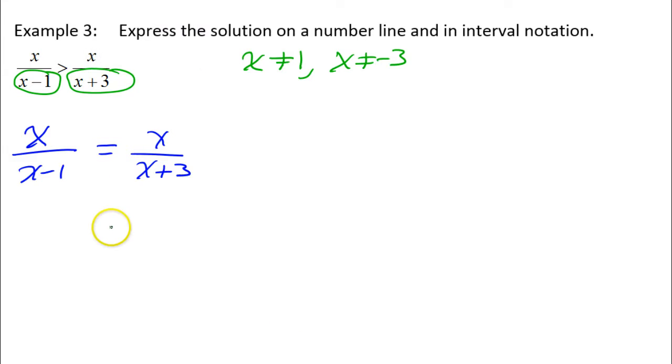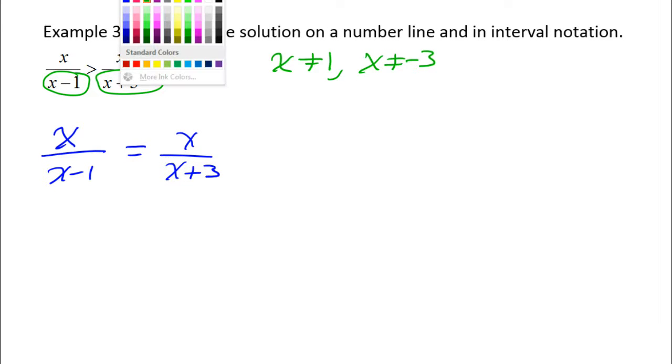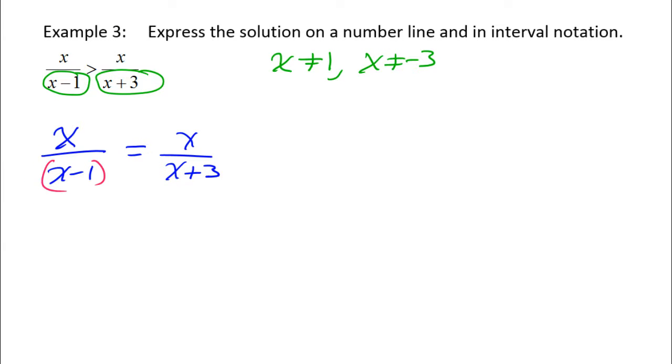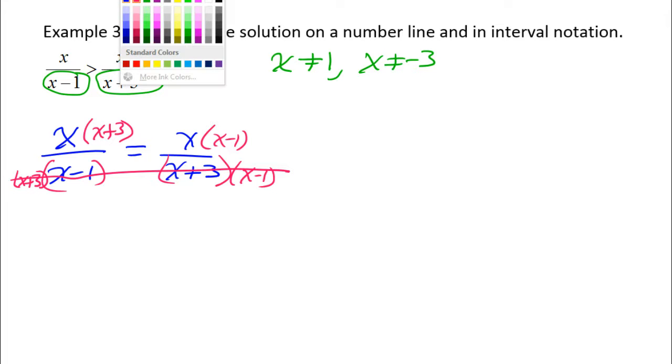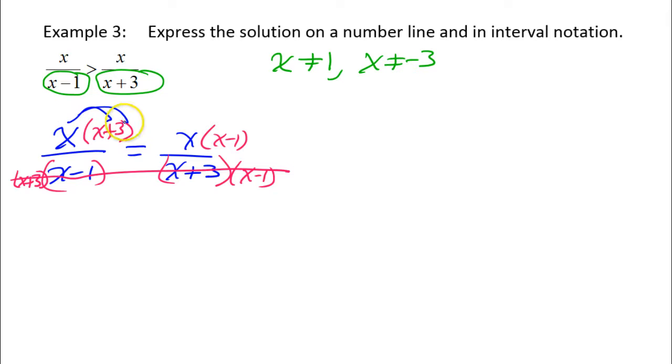How do I solve it? I need to make the denominators the same. So over here, I'm going to do x plus 3 in the top and the bottom. Over here, I'm going to do x minus 1 in the numerator and the denominator. Once I have like denominators, I can cancel those out. That's going to give me, with the distributive property, x squared plus 3x is equal to x squared minus x.